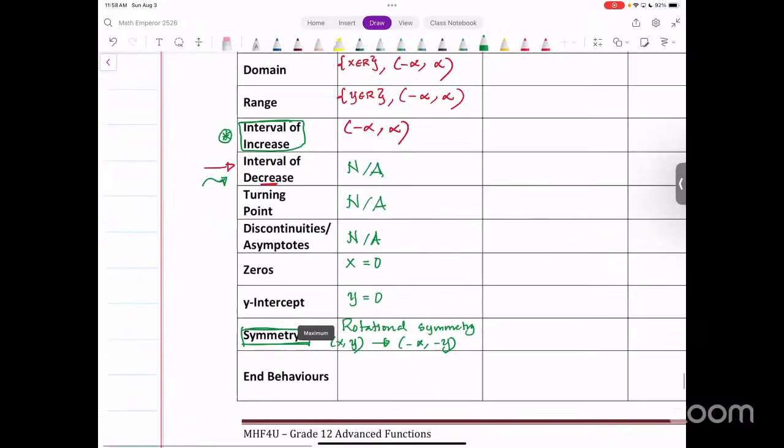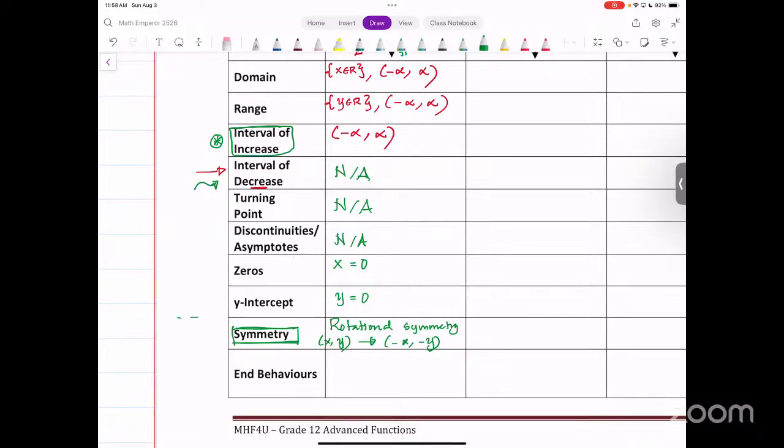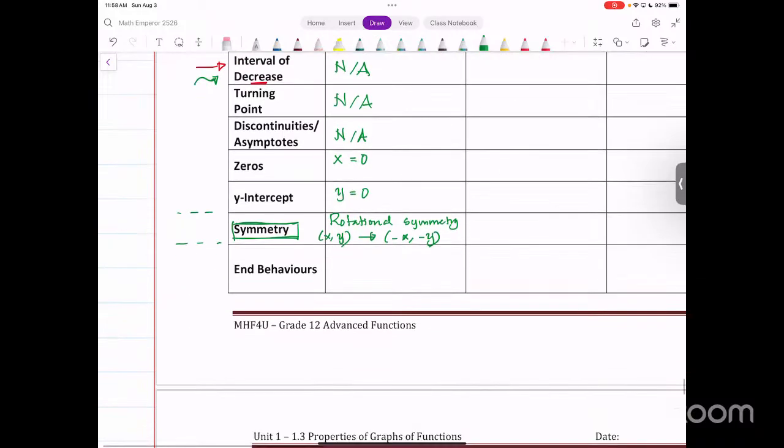We did talk about this when you guys were away. I will revisit that. When a graph has rotational symmetry, as on the slide, the graph is an odd function. We will revisit that again, just as a key point.